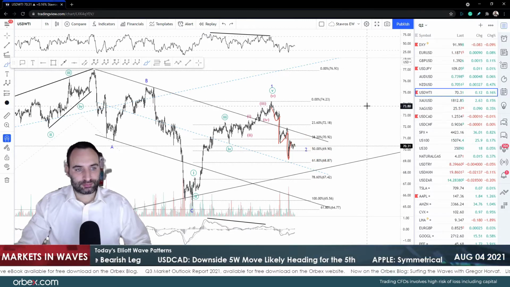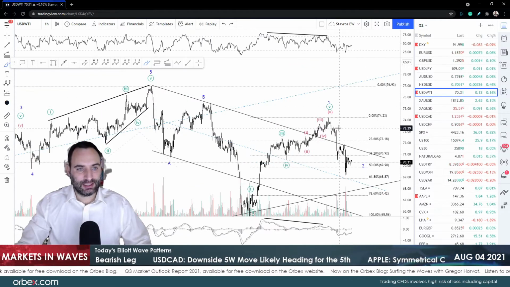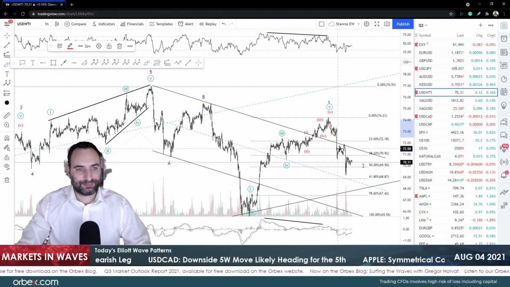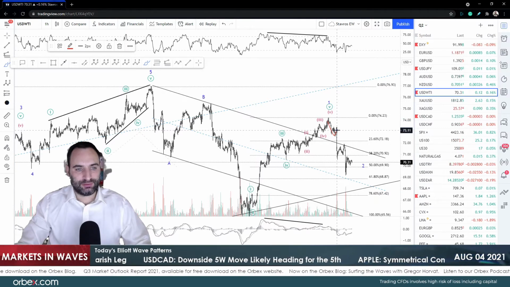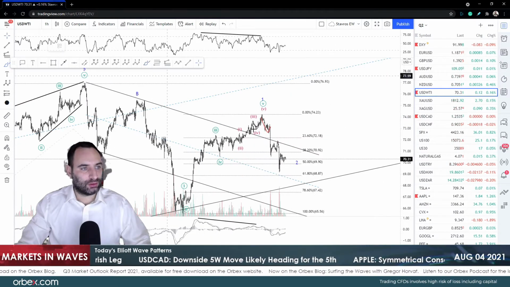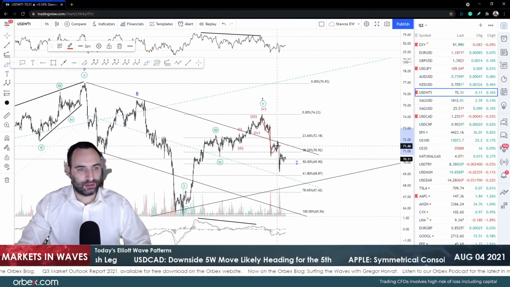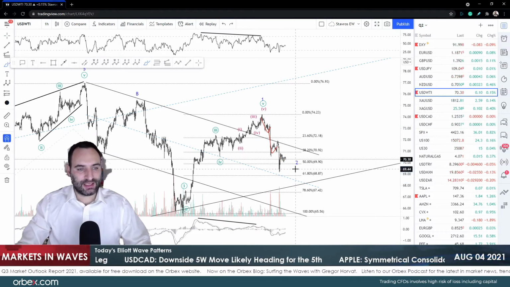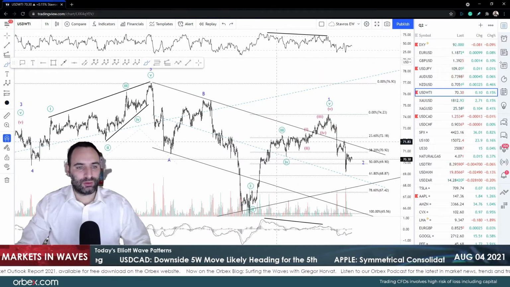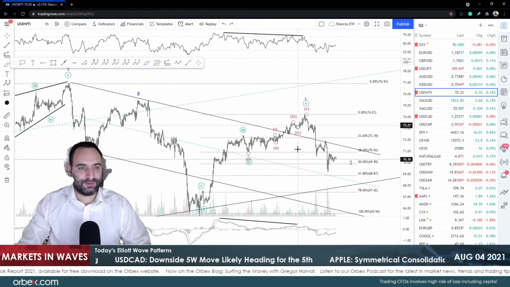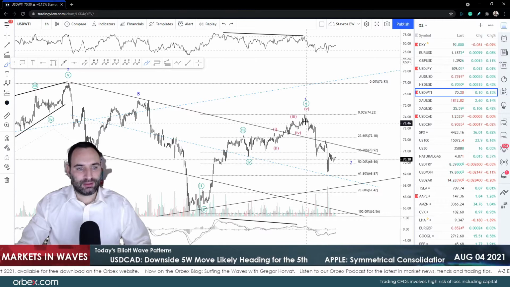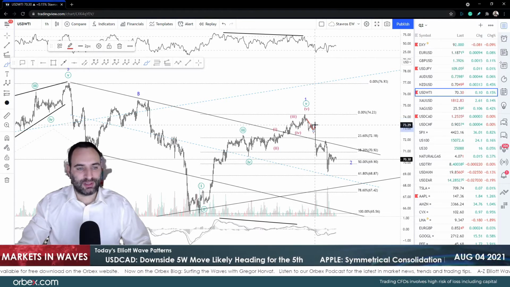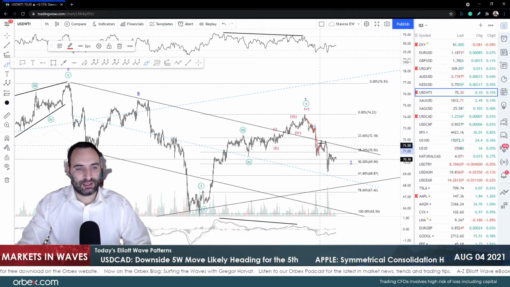Or it could be a case, guys, that this is A, B, and this is going to be, for example, hold on, C, 1, 2, 3, 4, and 5. But I doubt this is the case, because the structure does really look like it's got 5 waves down that way. That looks like a clear 5 to me, which means 1 and 2. That's the 3, that's the 4.